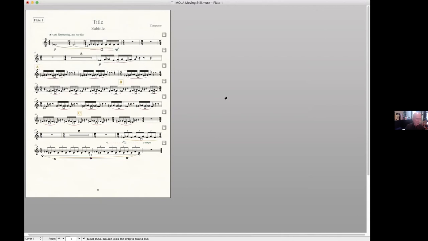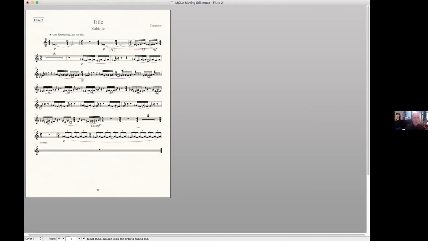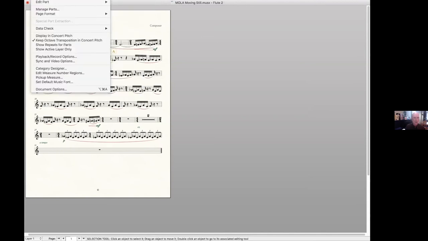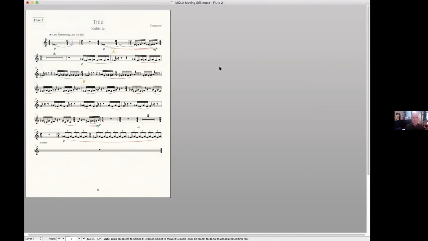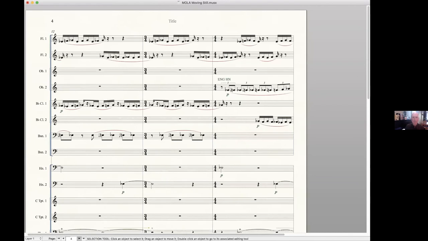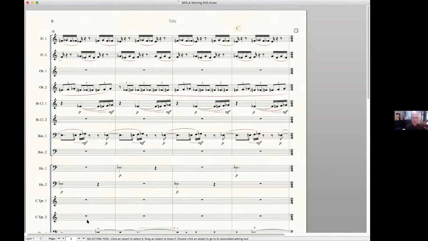Let's see what flute two looks like. So similar issues, moving these, adjusting those slurs. Then I sit down and I look at the rehearsal letters. And I'm noticing there is no rehearsal letter C. What's wrong? I go back to the score. Rehearsal letter C is there.